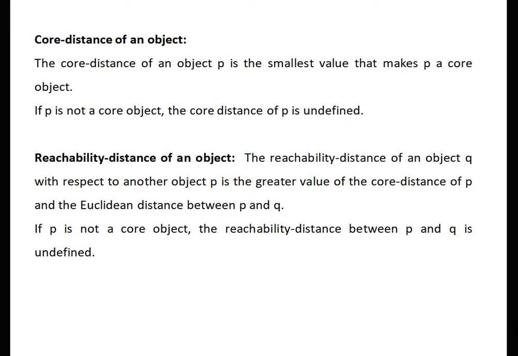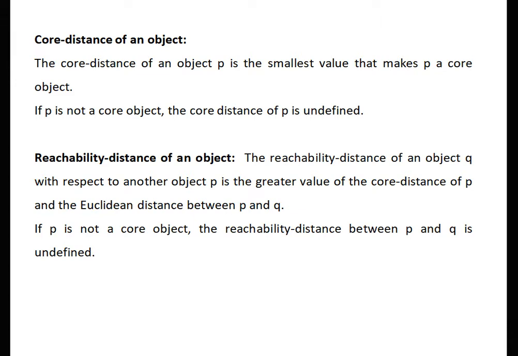Here in OPTICS, for every point we find out two values, that is core distance and reachability distance. The core distance of an object P is the smallest value that makes P a core object. If P is not a core object, then the core distance of P is undefined.